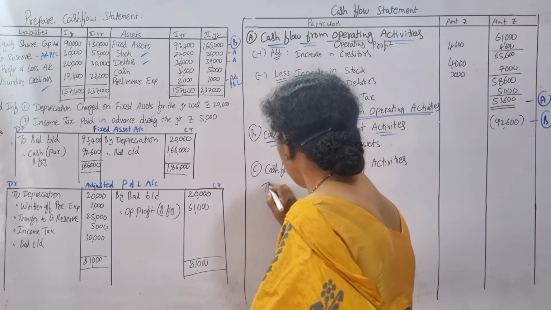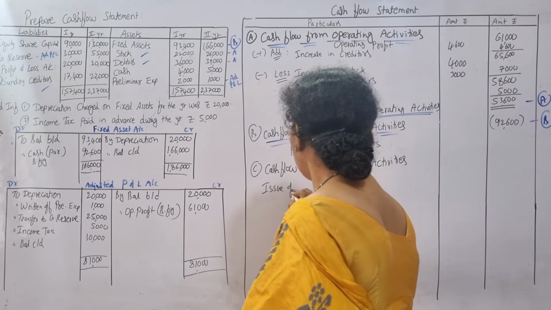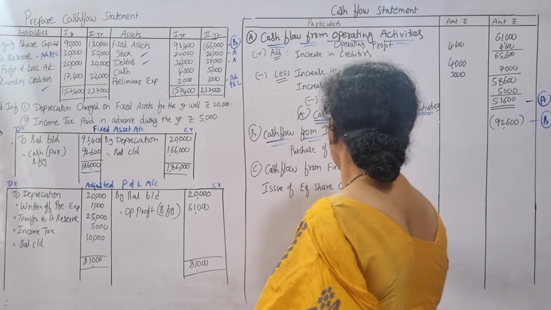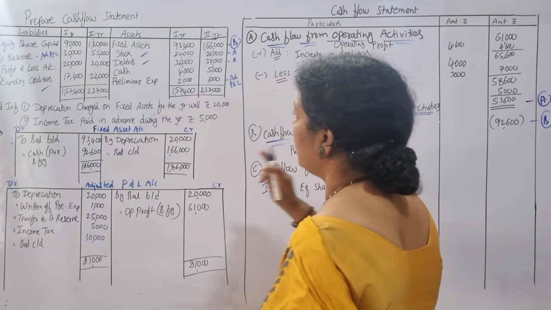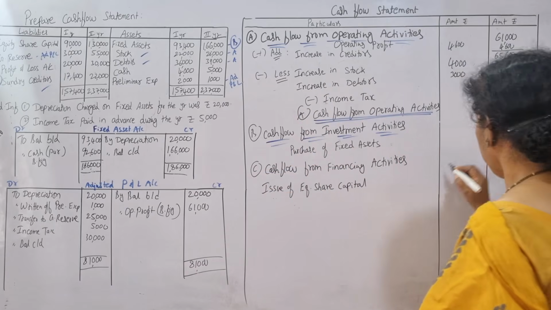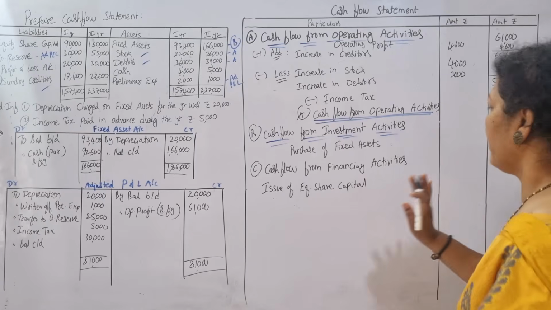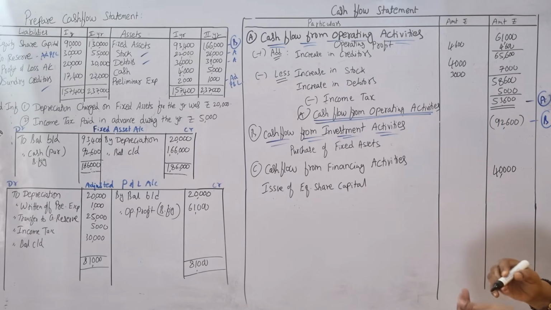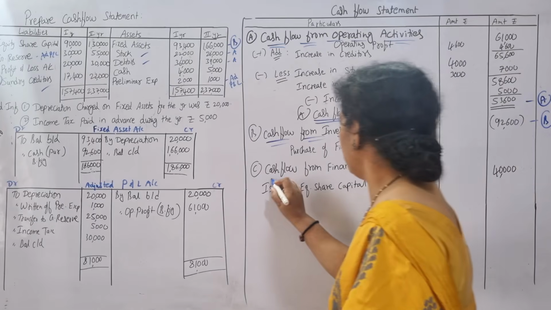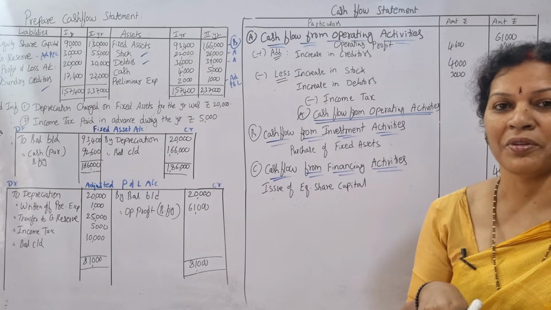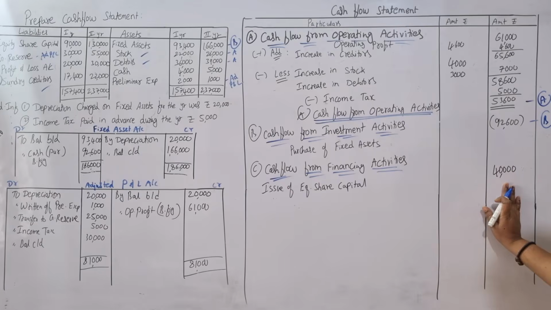We'll write the same thing: issue of equity share capital. This is how much? 90,000 to 1,30,000 means it is 40,000. Only one item, so I'll write it in the outer column directly. We'll underline this one also. Issue means cash inflow. We are getting the cash, so positive value. So this is C bit.